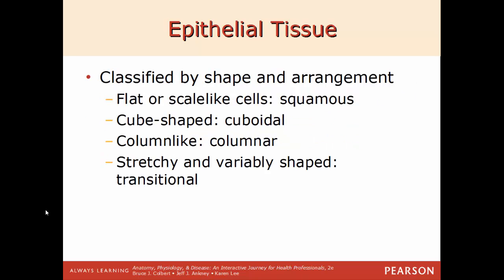Now, epithelial tissue is classified by the arrangement of their cells and the shape of the cells. When cells are flat and scale-like, they're called squamous. Think of these as a pancake. They're very flat, they're very squished down, so those are squamous cells. When they're shaped like a cube, they're called cuboidal. When they're shaped like a column, they're longer than they are wide, they're columnar. So think of columns, say on a courthouse building, for example. And ones that are very stretchy and can vary their shape greatly are called transitional. And these are only found in the urinary tract. So only found in the ureters, the urethra, and in the urinary bladder.